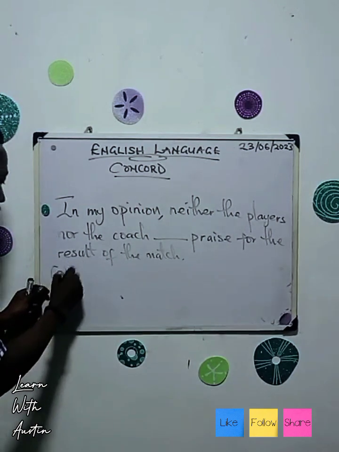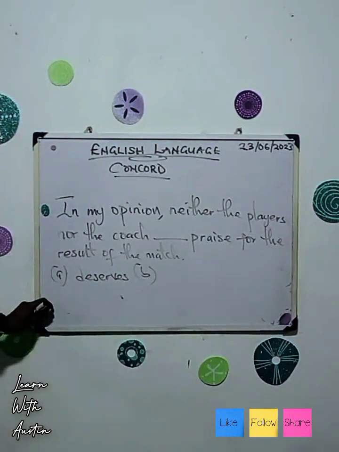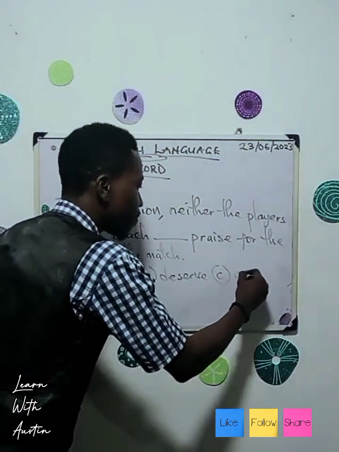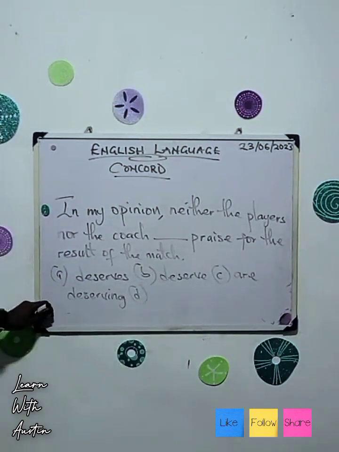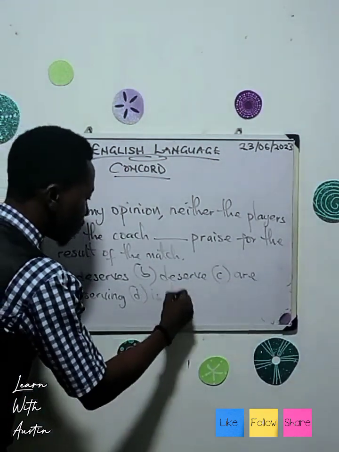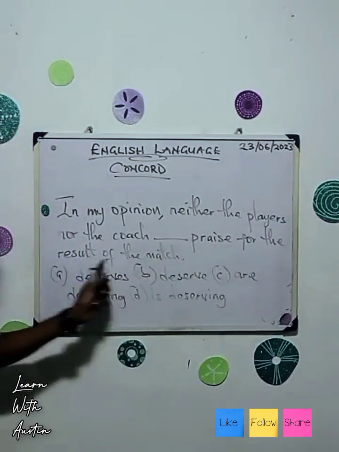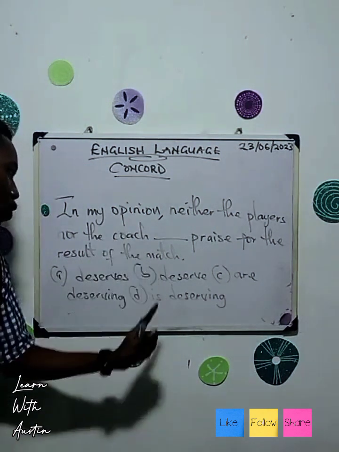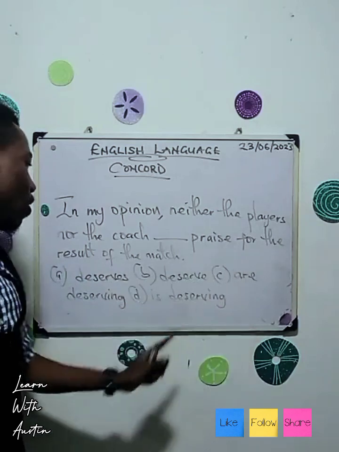So the options we have: option A, deserves. Option B, deserved. Option C, are deserving. Option D, is deserving. Only four options here. So, in my opinion, neither the players nor the coach deserves praise for the result of the match. Neither the players nor the coach deserve praise. Neither the players nor the coach are deserving praise or is deserving praise.